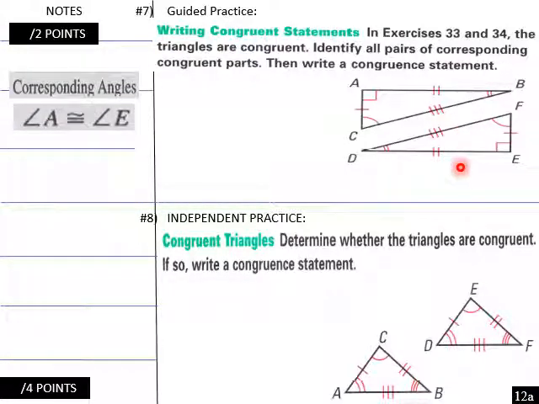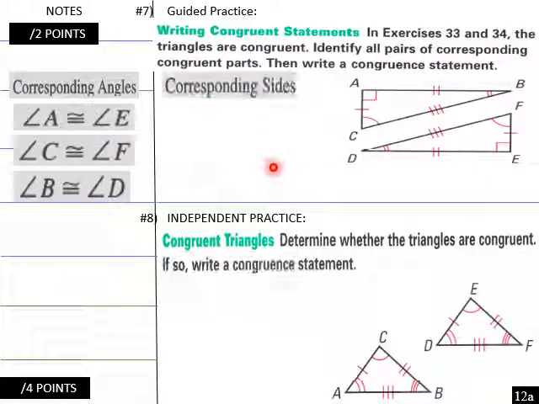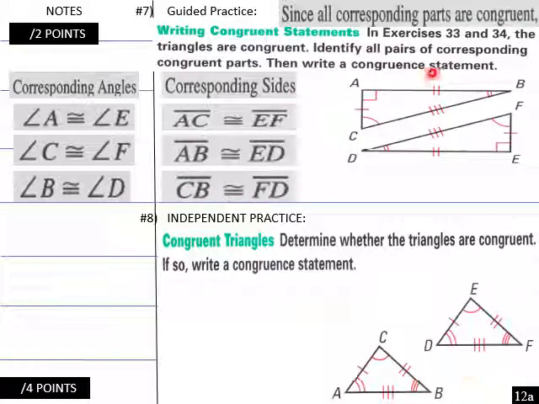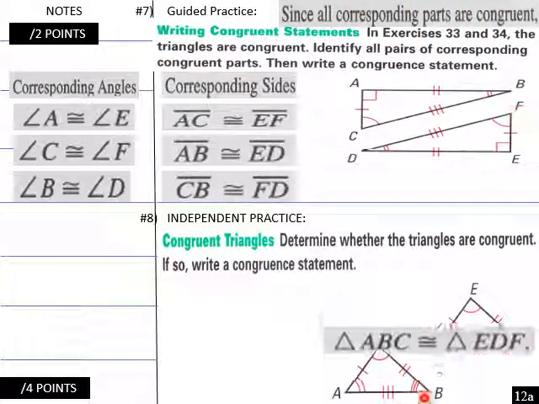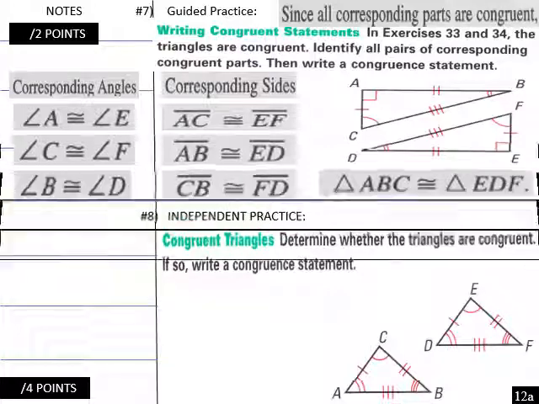Corresponding angles now over here. Angle A, angle E, angle C, angle F, angle B, angle D, and then corresponding sides, AC, EF, AB, ED, and then CB, FD. So this would be the supporting evidence to write your congruent statement, which would be, since all corresponding parts are congruent, here's your congruent statement for these two triangles.